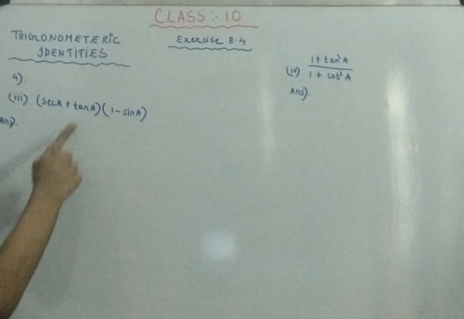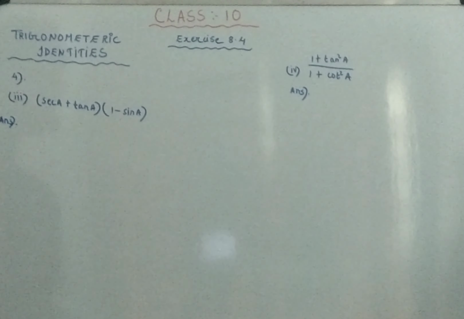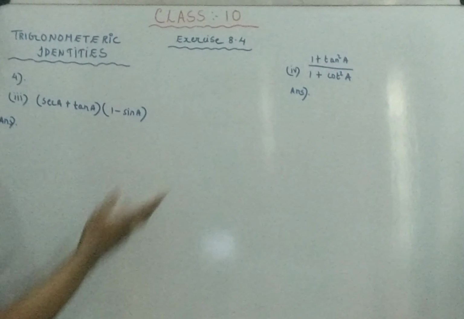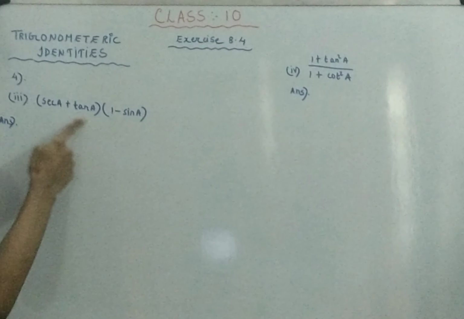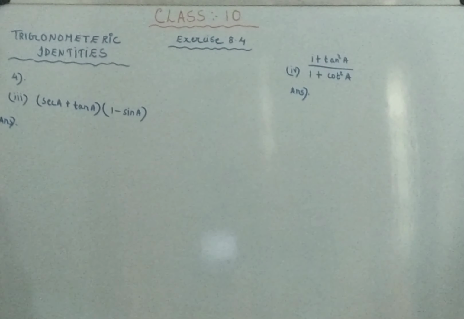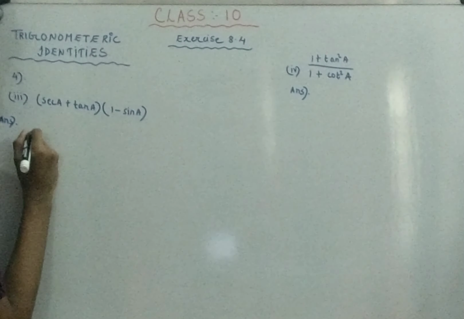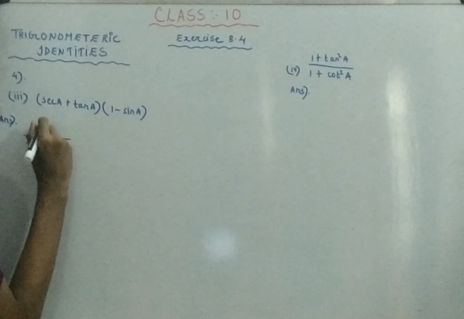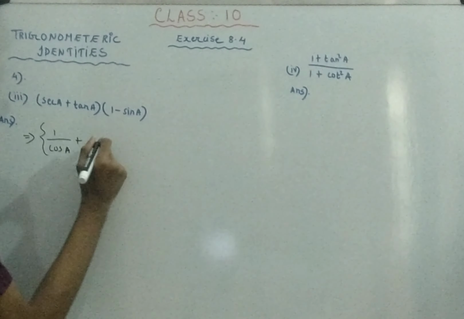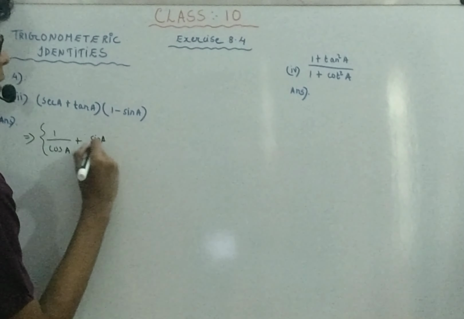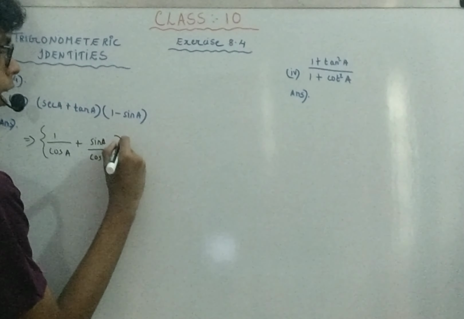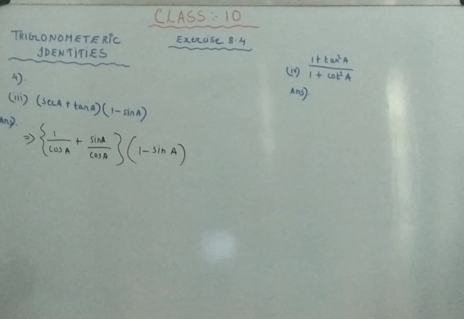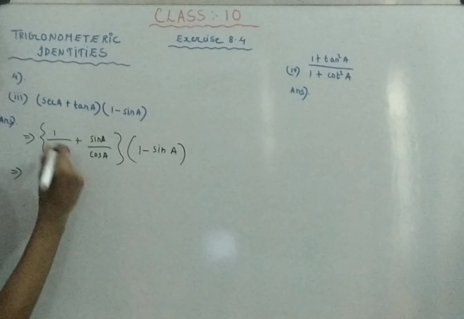The next one is sec a plus tan a into 1 minus sin a. When we read this question, we see 1 minus sin a, which means we should try to bring sec and tan into the form of sin and cos. We know sec a is equal to 1 by cos a, plus tan a can be written as sin a divided by cos a, into 1 minus sin a. Okay, I wrote it like this.